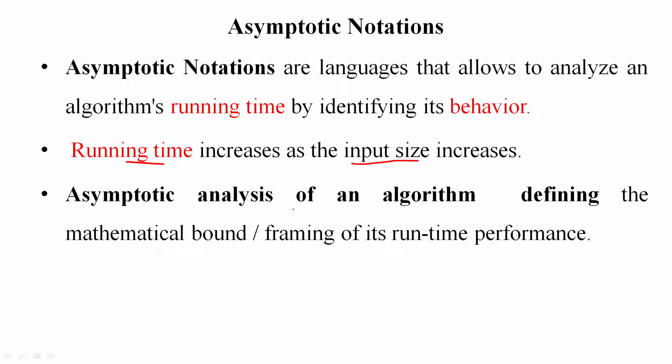The asymptotic analysis of an algorithm defines the mathematical bounding or mathematical framing of its runtime performance. To compare the algorithm's functions, we have different asymptotic notations. The algorithm's functions, in the sense, suppose you have any algorithm, that algorithm has some set of behavior based upon the performance, based upon the primitive operations.